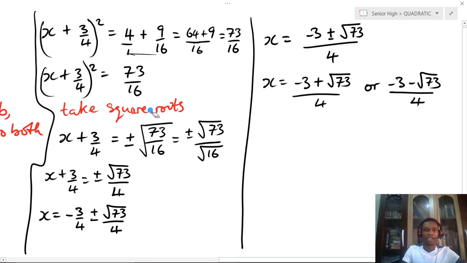So what's the next thing we did? After completing the square, then we took the square root and finally solved it until we got the two values of our x, which was this and this. So that's it about completing the square.